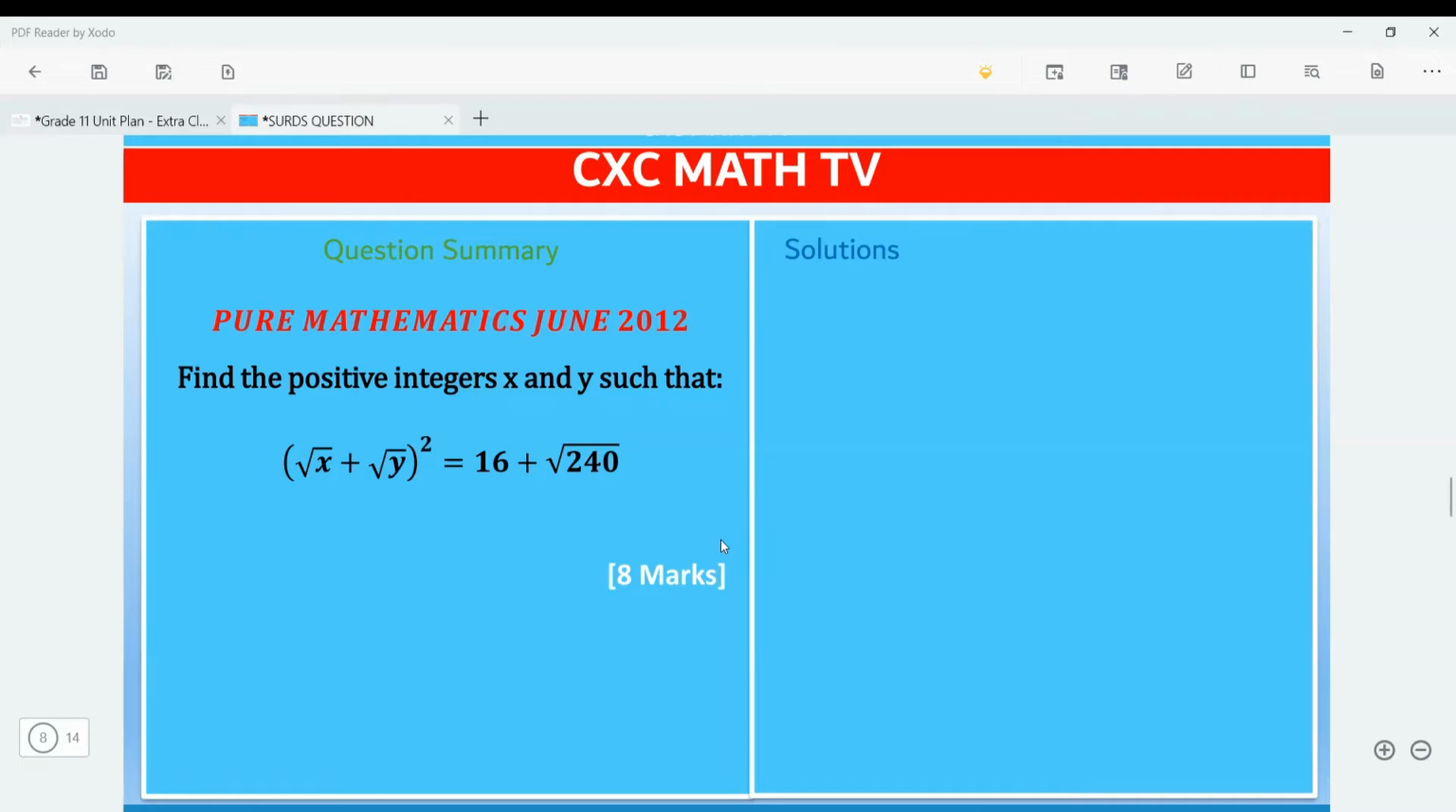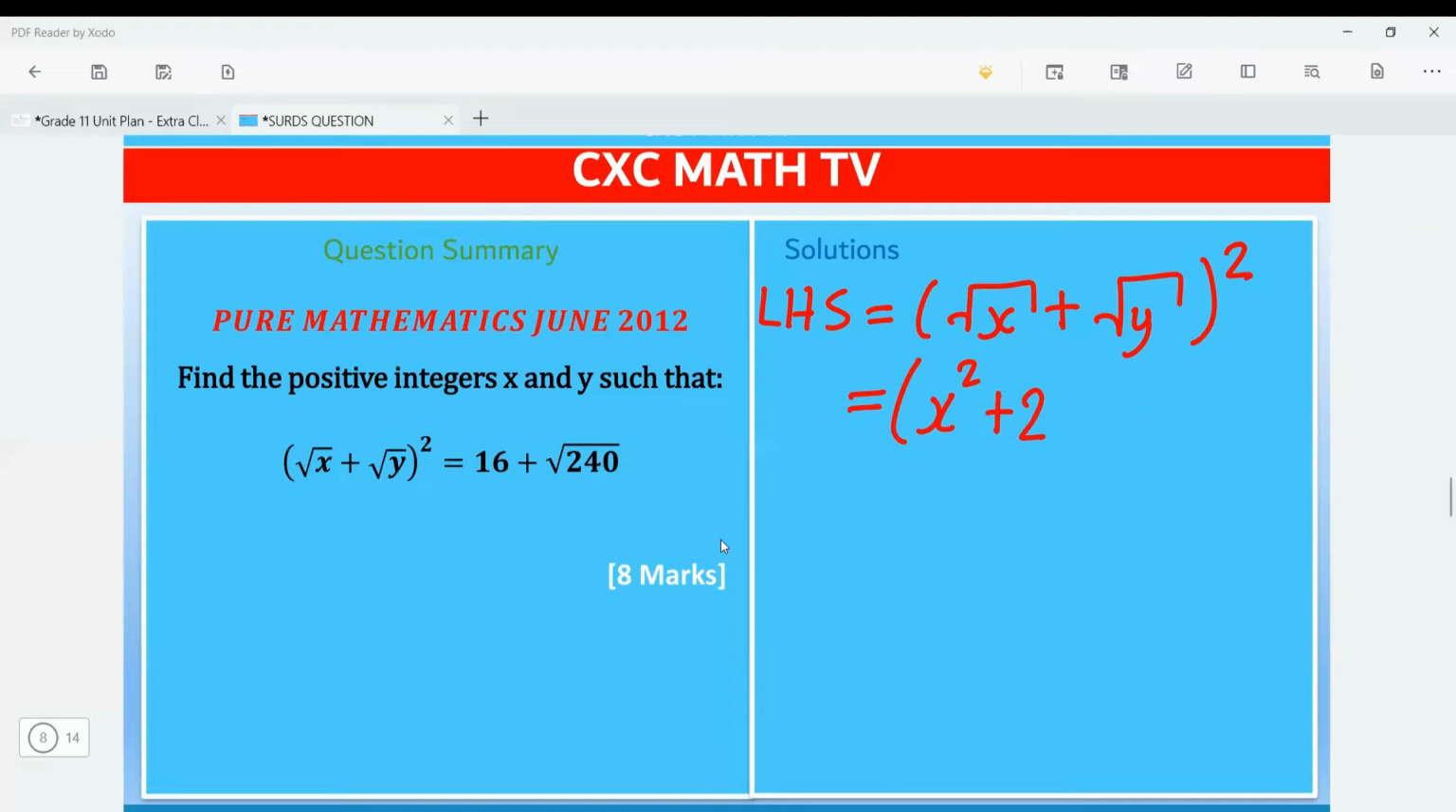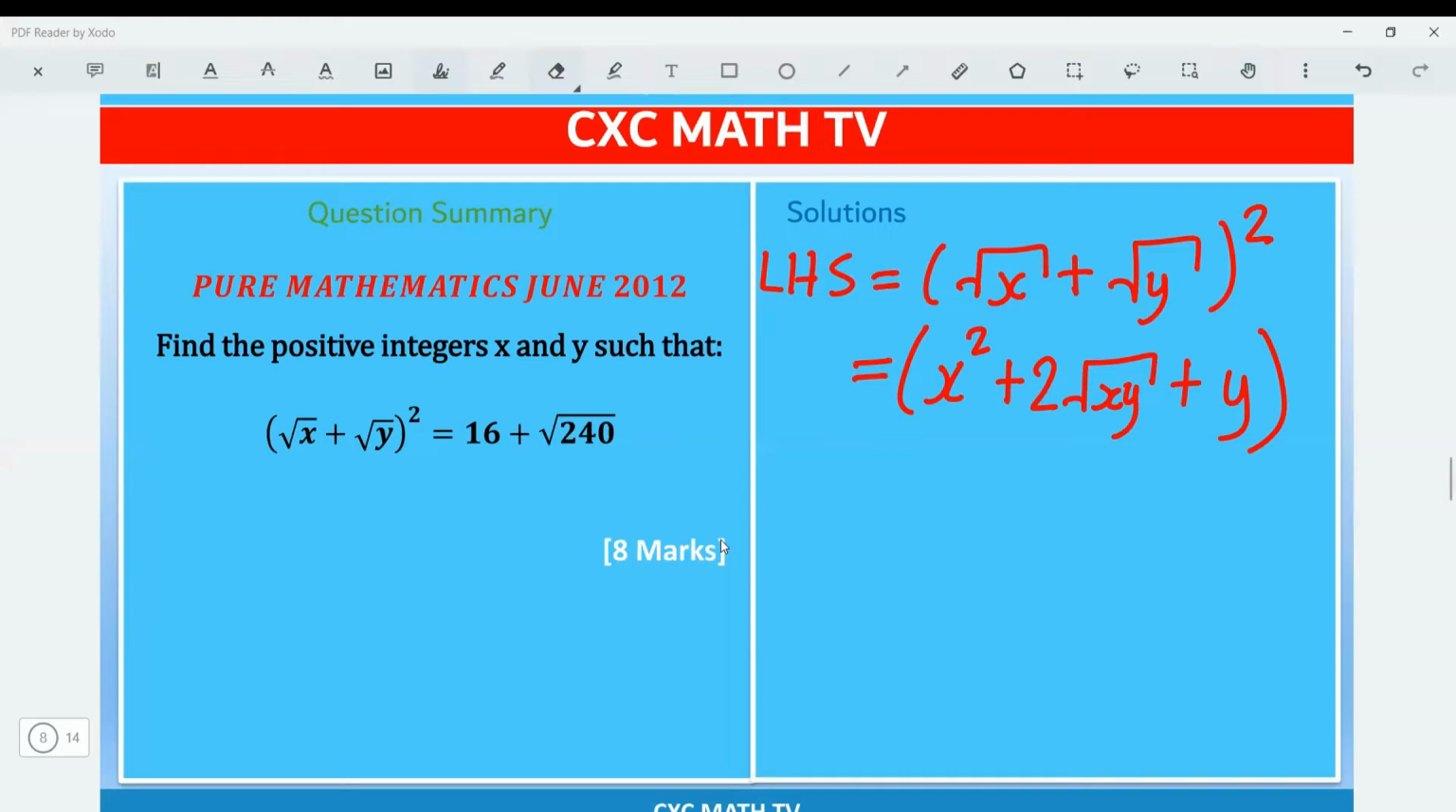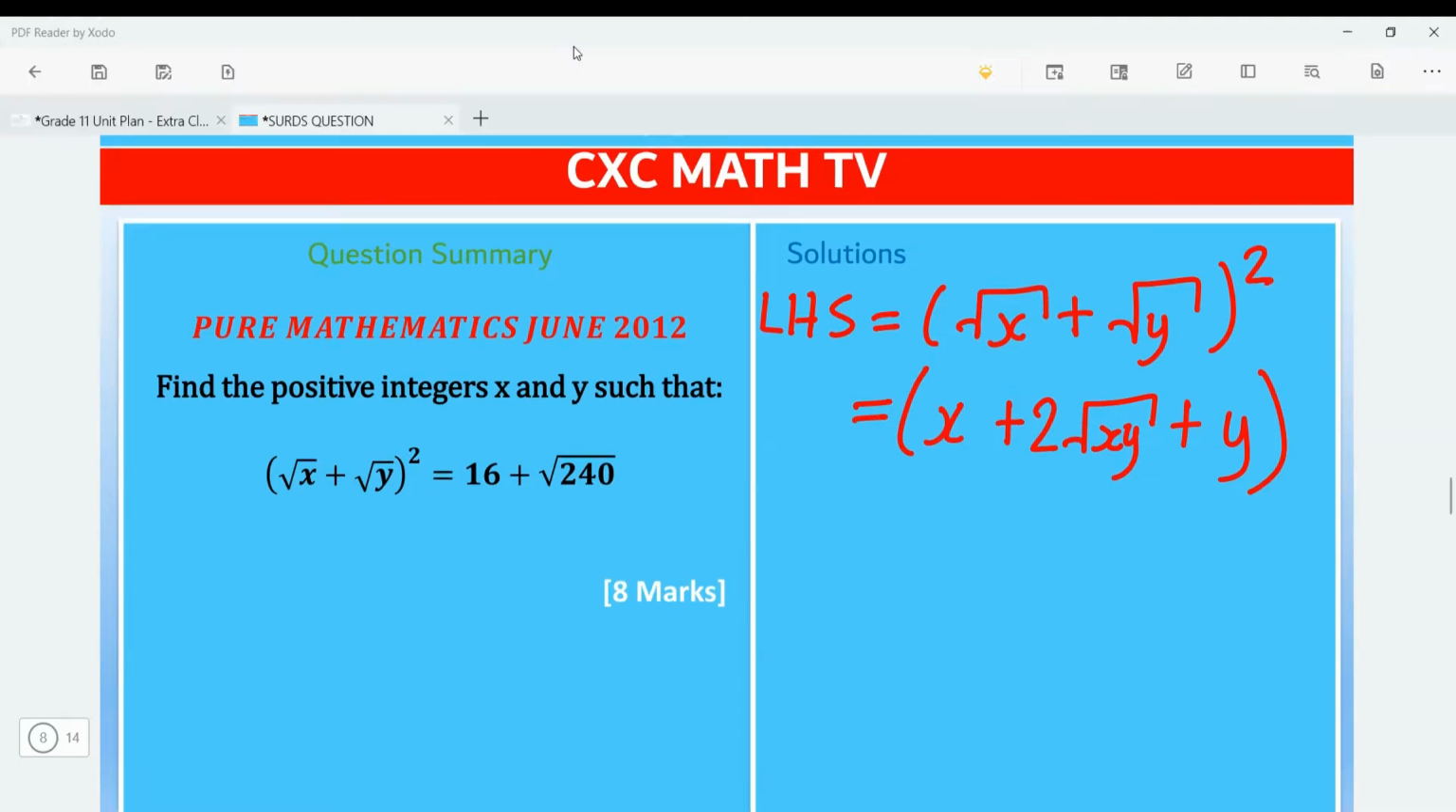Now to do this question, let's look at the left-hand side. The left-hand side is the square root of x plus the square root of y, all squared. If you were to expand the bracket, it's going to be first term squared, plus twice the product of the two, which is 2 times the square root of xy, plus second term squared. I hope you realized that the square root of x squared is not x squared. That should just be x. If you spotted that, very good.